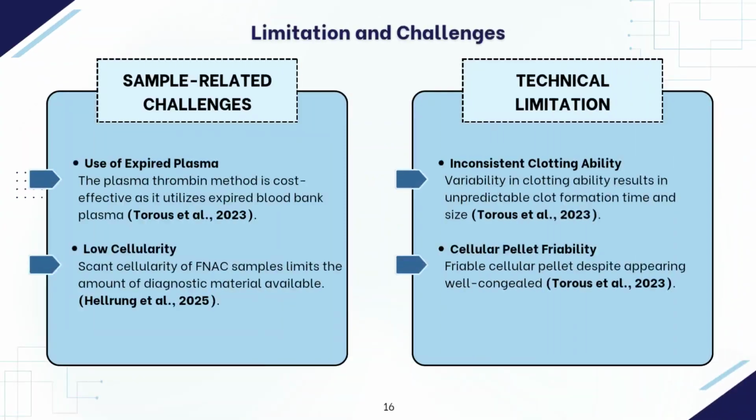Next, I will discuss the limitations and challenges of the plasma thrombin cell block technique. These limitations can be divided into 4 main categories: sample-related challenges, technical limitations, diagnostic limitations, and laboratory challenges. First, I will talk about the sample-related challenges. The quality of the FNAC specimen plays an important role in the success of this technique.